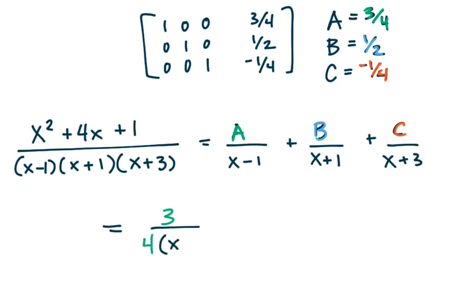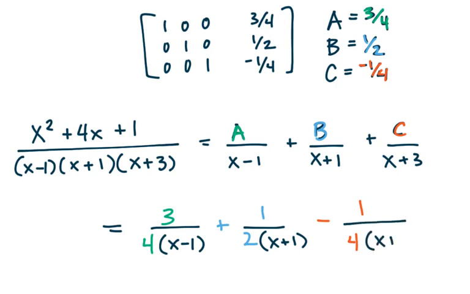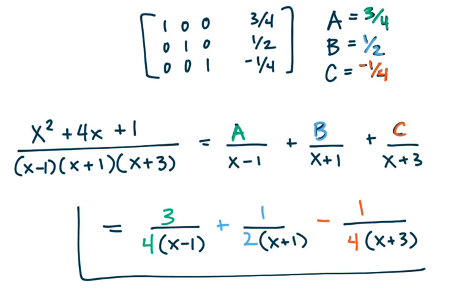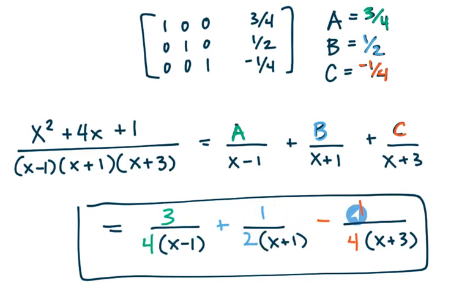3/4 times x minus 1. We'll have plus 1/2 times x plus 1, and then minus 1/4 times x plus 3. So this is my decomposition of partial fractions. And because I have done that, now these 3 terms are much easier for me to integrate. So I hope that explains to you what we're doing when we decompose partial fractions.